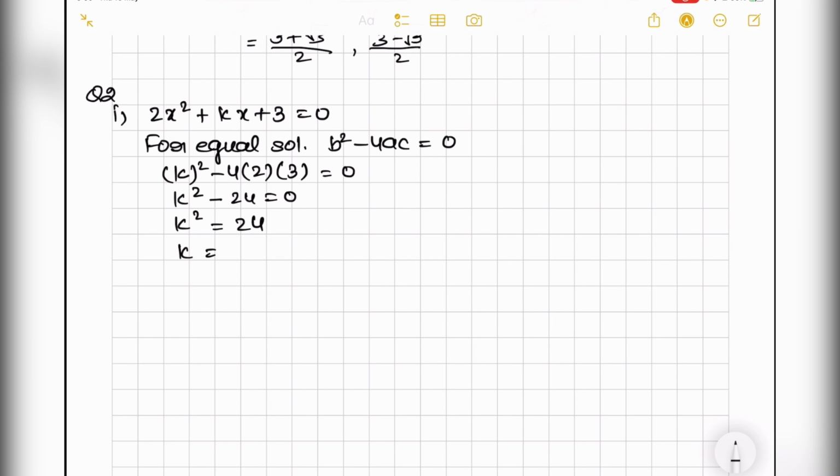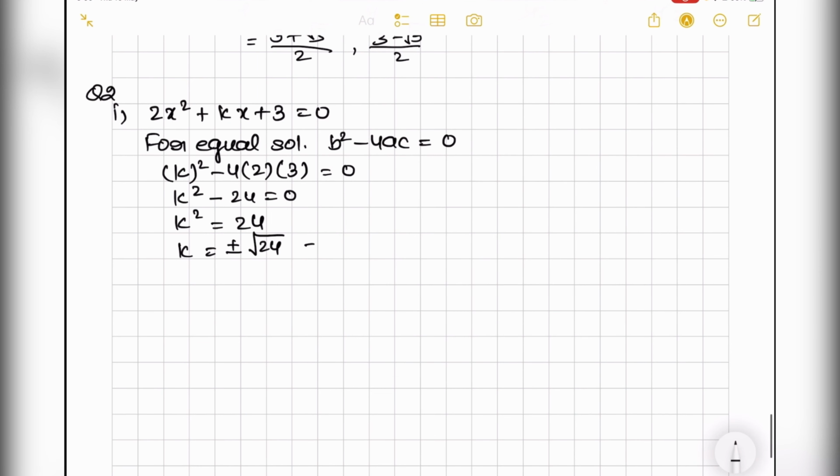So k equal to plus or minus root 24, because both squares will be 24. If I take 4 out, it will be 2 root 6. So plus or minus 2 root 6. Both the solutions I got. So k can be 2 root 6 or minus 2 root 6.